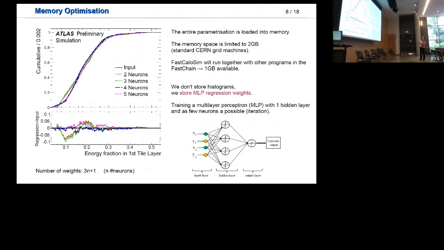The way we do it, we don't store these cumulative distributions, but we approximate these distributions by using MLP regression. So we're only storing the weights. We're using one hidden layer, and we're using as few neurons as possible. So you run this in iteration, and in this example, with 4 neurons, we have a good approximation, and we only store the weights. So that's really an efficient way to store lots of information.